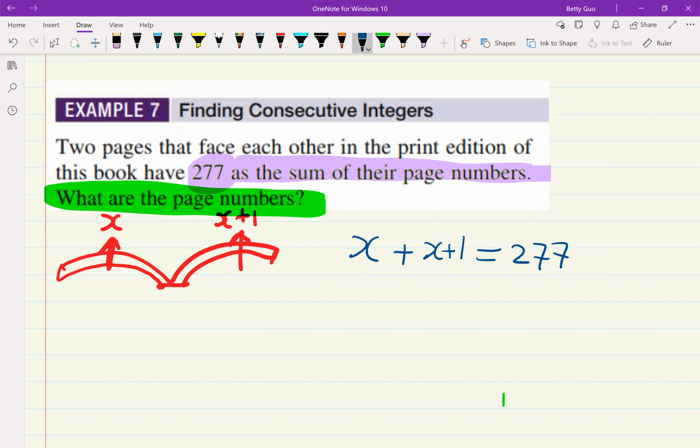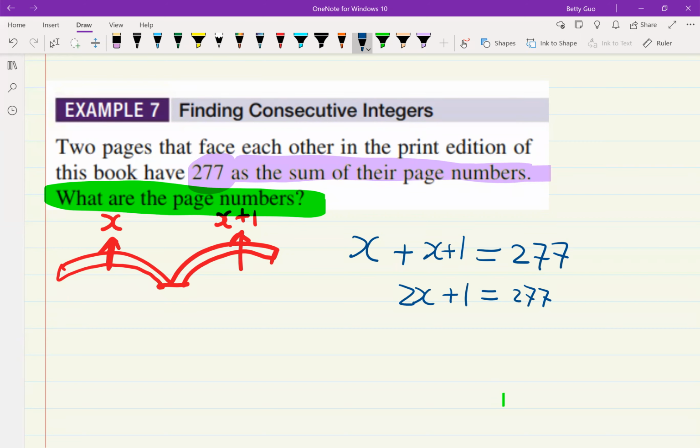276, 138, right? Yeah. So if we simplify the left-hand side, Ian, can you help me to simplify the left-hand side? So far, you have 3 terms on the left: 1, 2, 3. Can you simplify them? Yeah, combine x and x, right? So what do you have? 2x plus 1. Very good. 2x plus 1 equals 277, right?